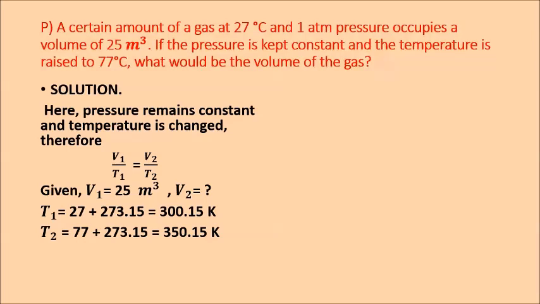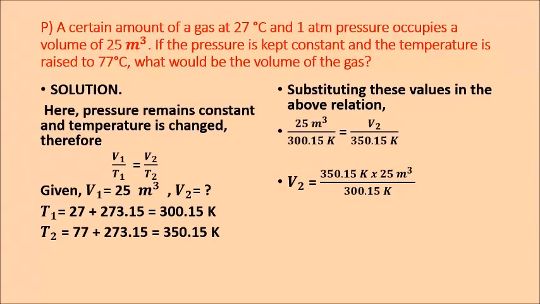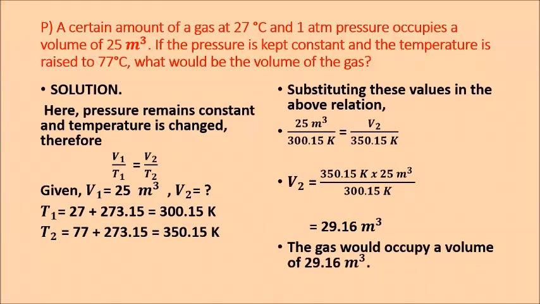350.15 Kelvin. Substituting these values in our Charles' law equation, we get 25 meter cube by 300.15 Kelvin is equal to V2 divided by 350.15 Kelvin. From there, the V2 value will be 350.15 into 25 divided by 300.15, and we get the answer as 29.16 meter cube. That means the gas would occupy a volume of 29.16 meter cube.